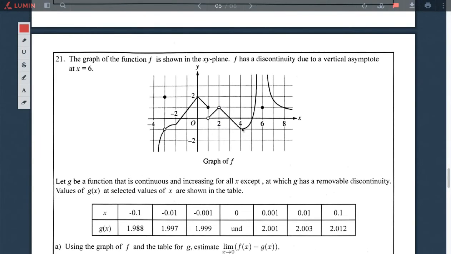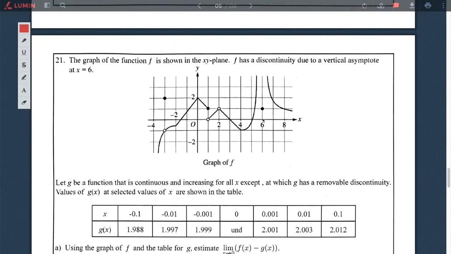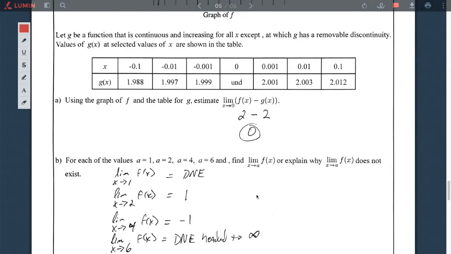4, again, right here. No open circle, no closed circle, but I still have a limit, and that limit is -1. And then the last one, limit as x approaches 6. Right here, we've got a vertical asymptote. So that means we're headed to infinity or negative infinity. In this case, both sides are going up. So that means we're headed to infinity. So D and E headed to infinity.